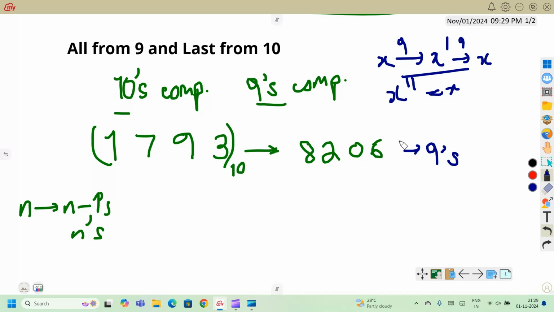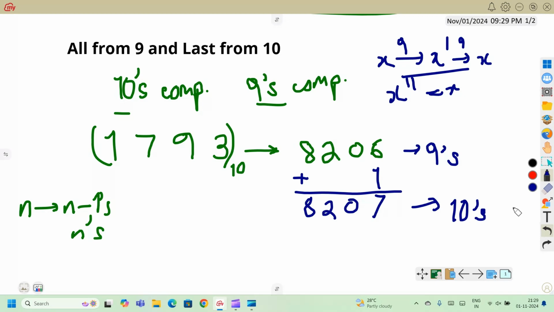Now this is the nines complement. If you want to find the tens complement, you just have to add one to the nines complement, and that's all. So the answer becomes 8207. This is the tens complement of the original number 1793.